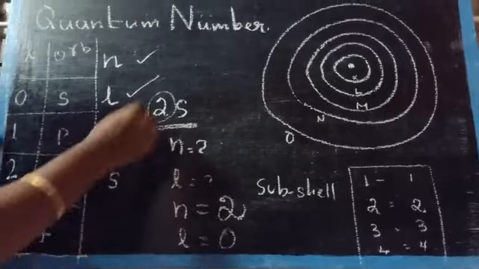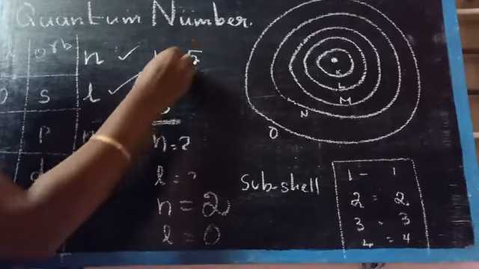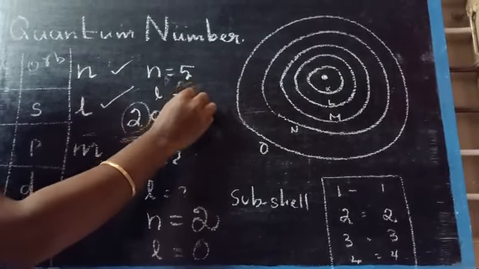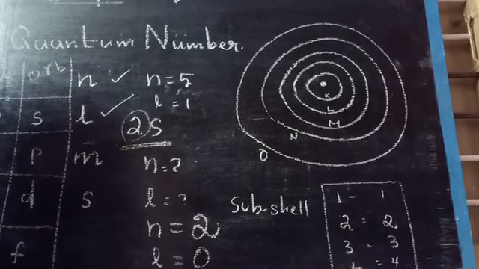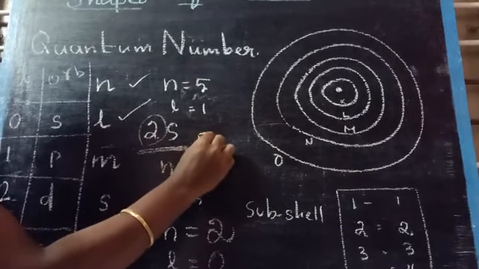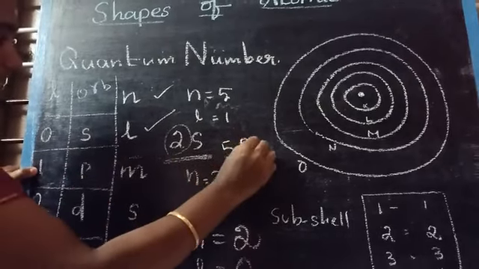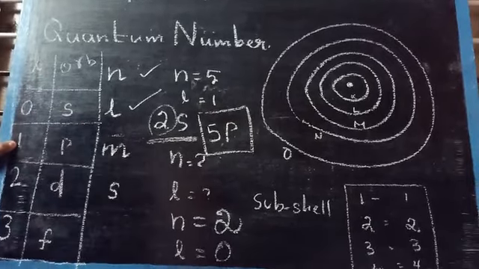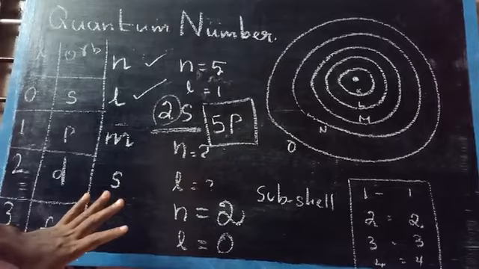Children, now see another pattern. The n value is given as well as the l value. Here the l value is 1, so now to find the orbital: n is 5 and l is equal to 1. So what is the orbital? It is denoted as 5p orbitals. Children, this one we already saw in the previous video, just I recall it.